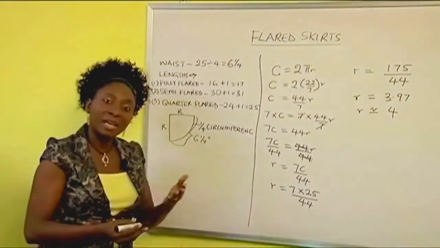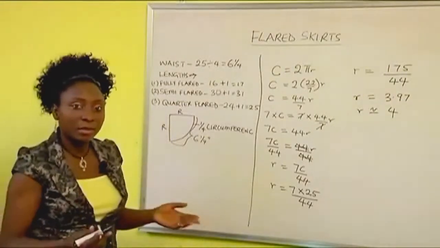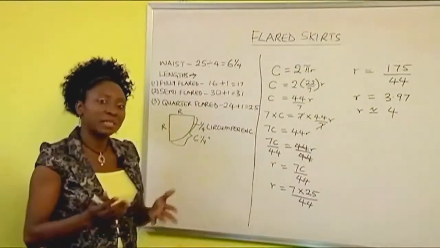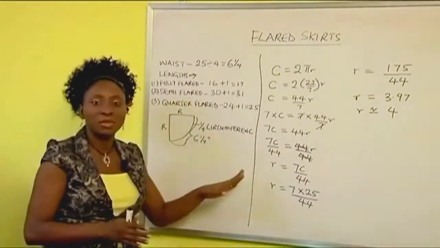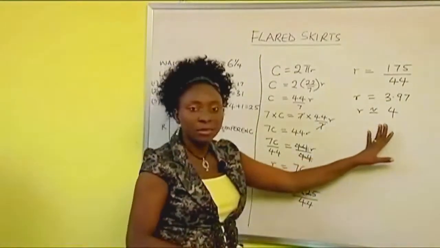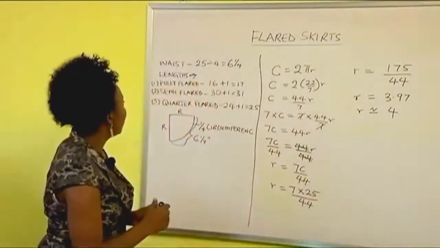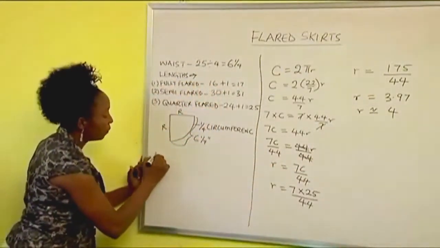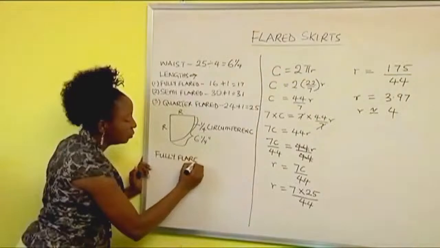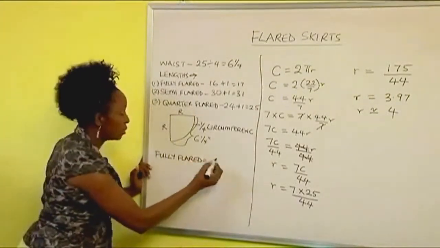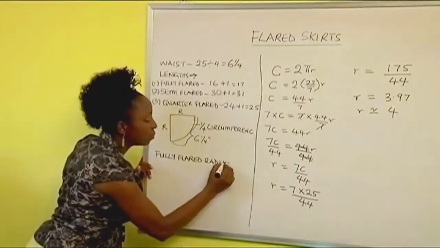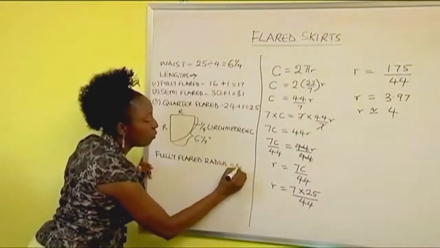But I can tell you, you can actually try to do trial and error. That's a gauging method where you just try and gauge it out. I'll show you that on the table so that you'll understand how to gauge. But I would rather that we use and stick to the mathematical method. So now that we have already calculated our r, this is 4 inches. So if you look at it very well, for our fully flared skirt, our fully flared radius is 4 inches.